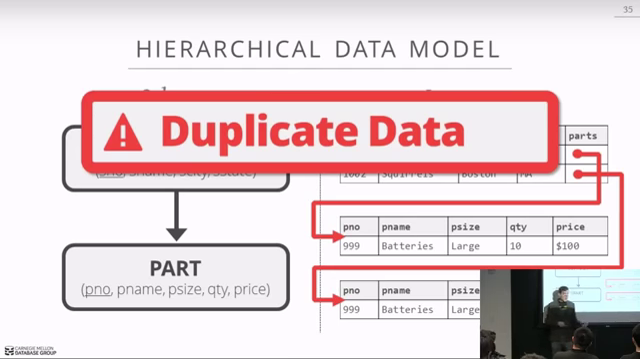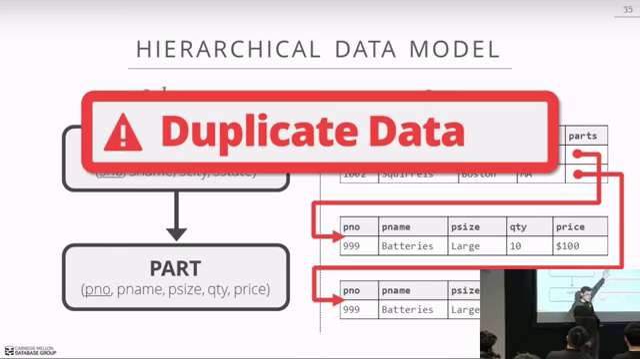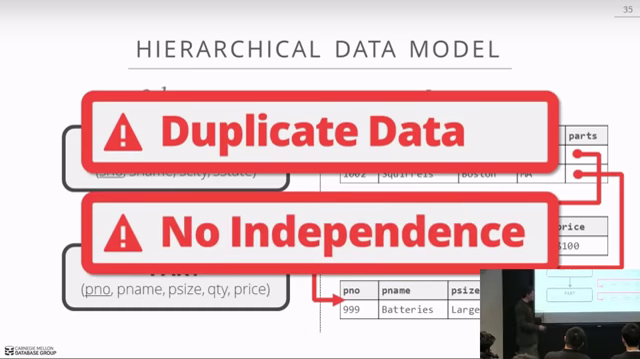So there's a couple of problems with this, obviously. One, it's a pain to write, so you have to write really complex queries. But then we also have duplicate data. We're going to store that this guy sells large batteries and this guy sells large batteries multiple times for each of those suppliers, because there's no way to maintain relationships between these things. And then there's no independence between the physical structure of the database and the logical schema.